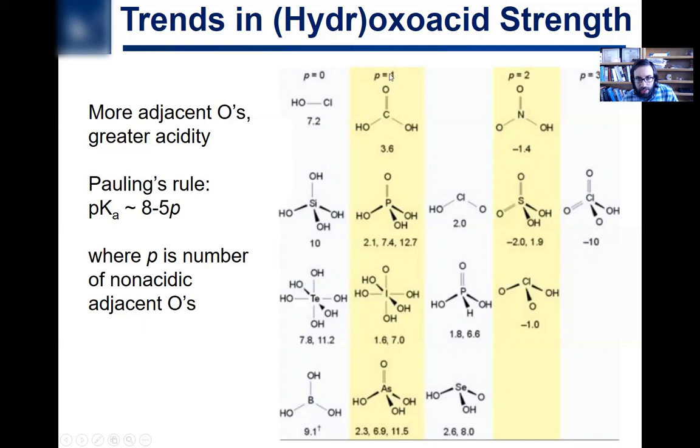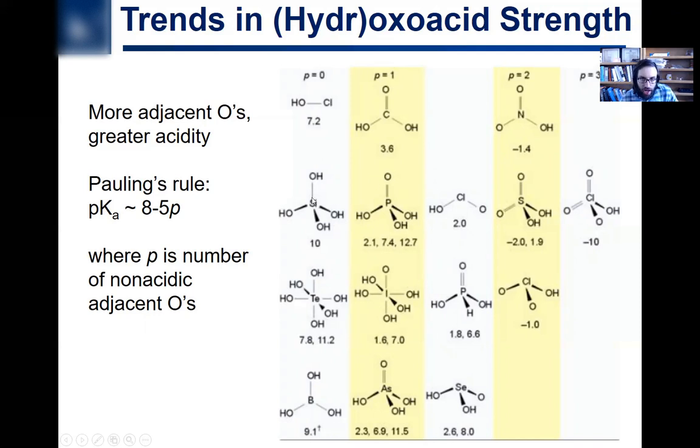But the point here was that this is in the column of P equals 1. You have one non-acidic oxo group here, one non-acidic oxo group here, carbonic acid, one non-acidic here for chlorous acid. This is phosphorus acid, okay? Yeah, that's correct. And still one non-acidic proton here. So you can see the values here are all kind of similar. They're ranging from 1.6 to 3.6 for the pK1s.